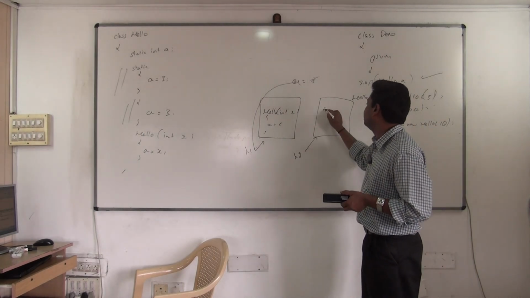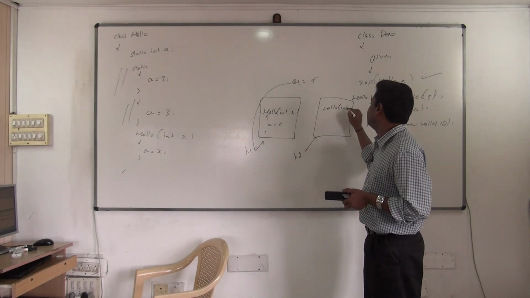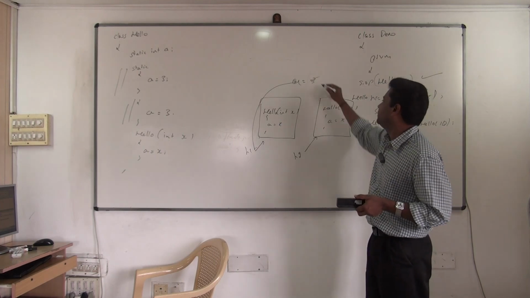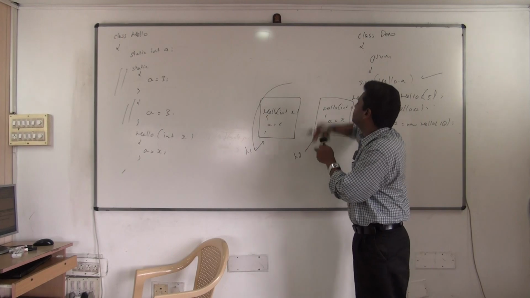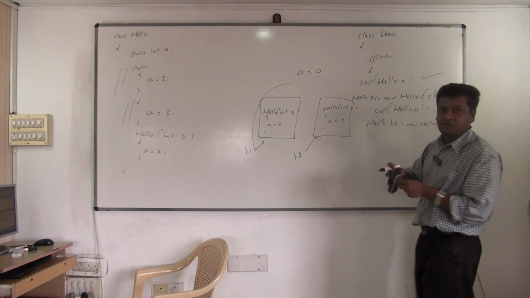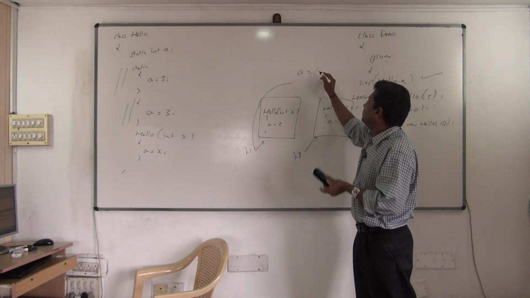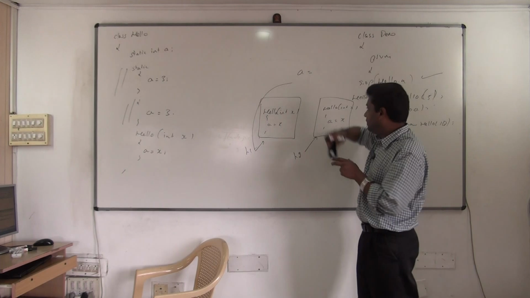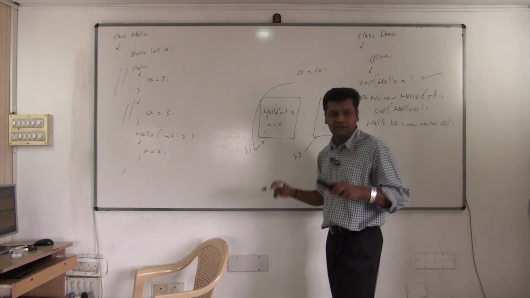What is this Hello doing now? Hello int x, a is equal to x. The value of 10 is given to x, and now it will change again. Initially a was 0. When this line got executed, it changed to 5. Then when you create another object, it changes to 10. It is for this reason you created the, which one?